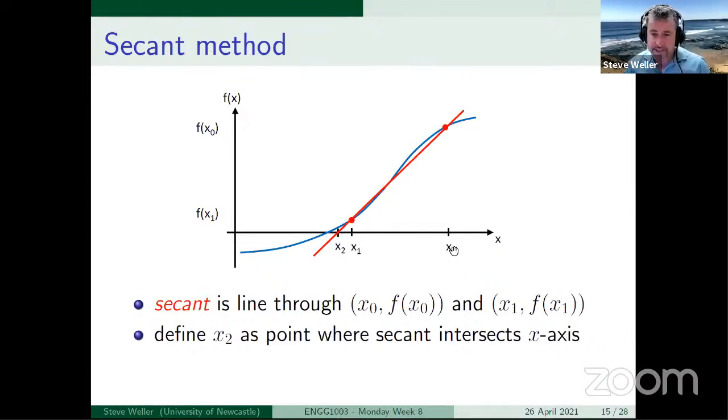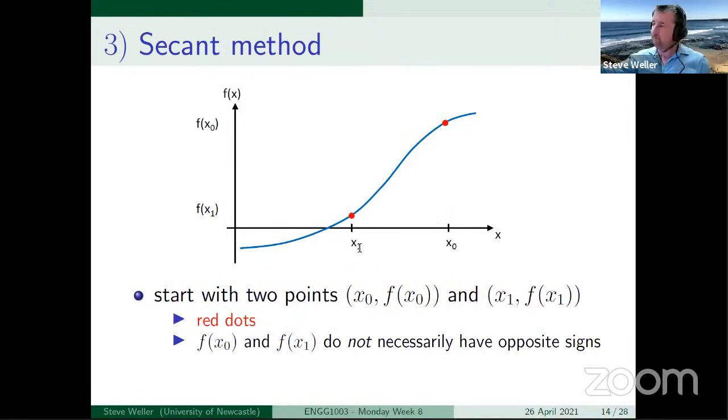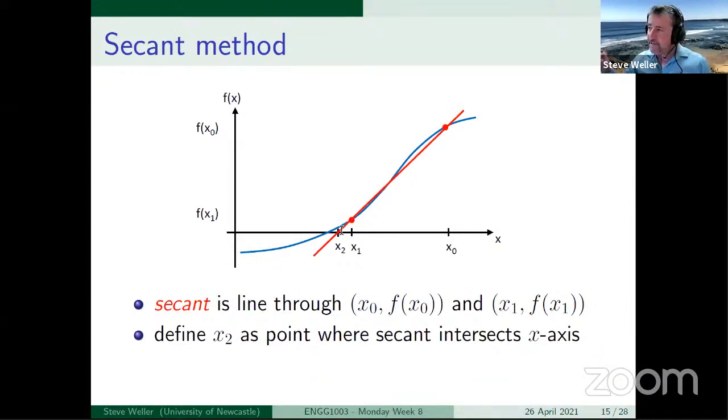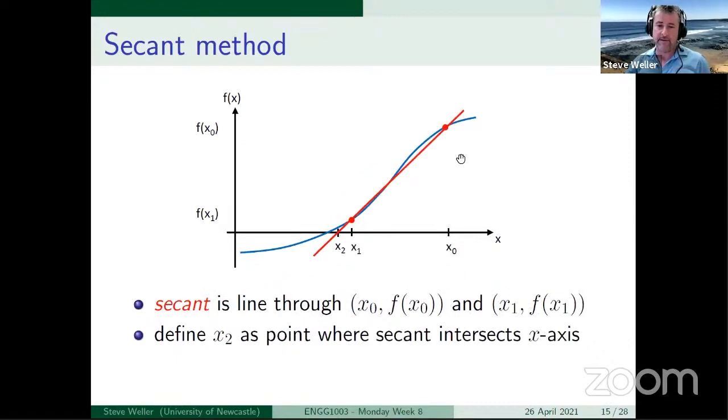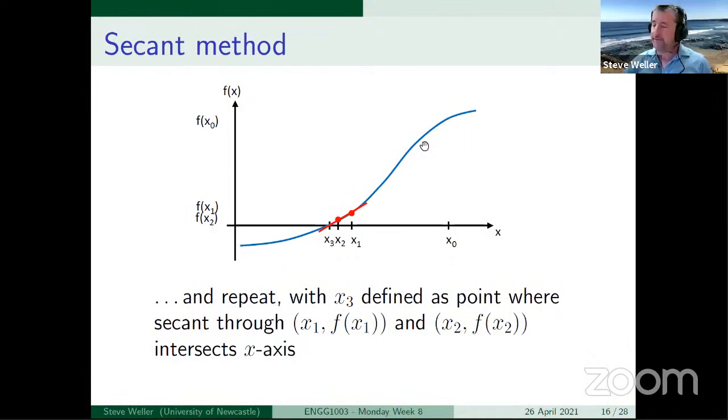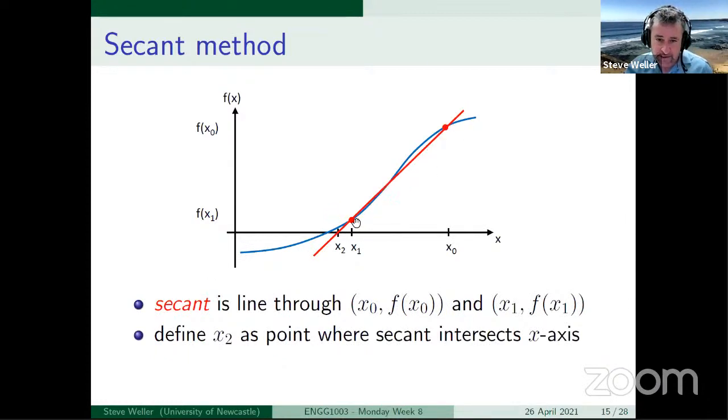Okay, so we started with x0 and x1, chose them almost arbitrarily. We drew a straight line through those 2 points. The intersection of that straight line we called x2. And then we've got 2 new values we can work with. We ditch x0, throw it away, and then we use the secant method, starting with x1 and x2. Remember, x2 was defined as the point at which the red straight line, the secant, intersected the x-axis.